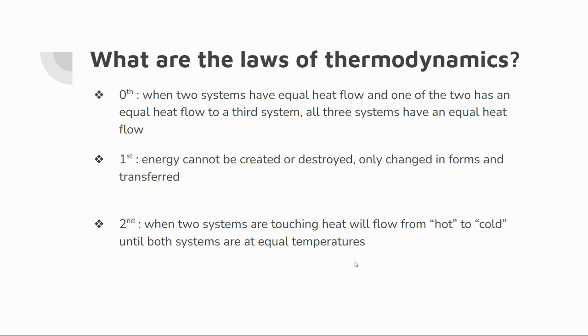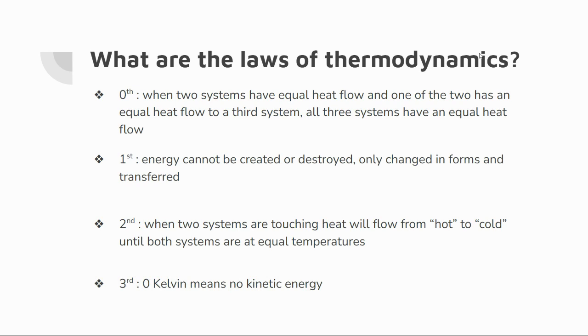The second law is that when two systems are touching, heat will flow from hot to cold until both systems are at equal temperatures, which is basically what I had stated earlier. I'm shaking your hand, and for me, your hand is super cold. So you're experiencing my warm hand, and the heat from my hand is traveling to your hand and making your hand warmer. And if we keep shaking for a super long time, eventually both of our hands are going to be the same temperature. And I won't think your hand is cold anymore, and you won't think my hand is hot anymore.